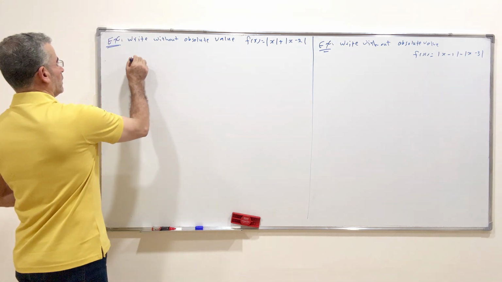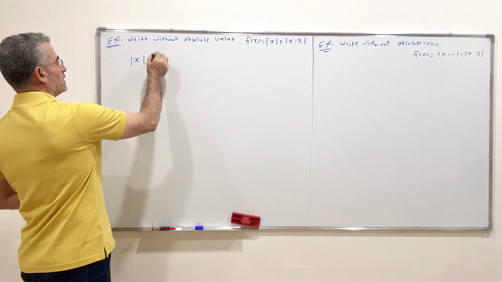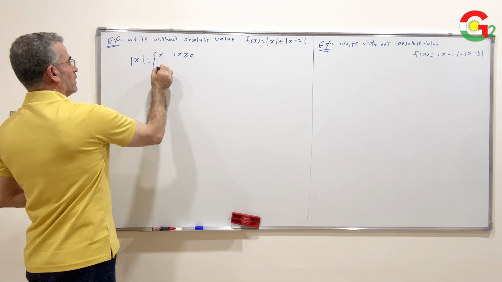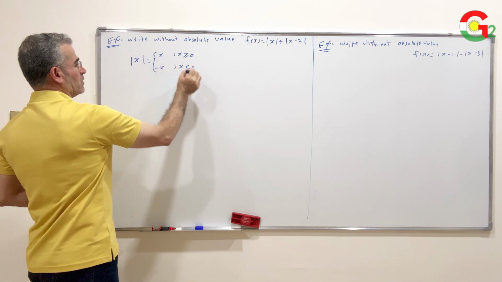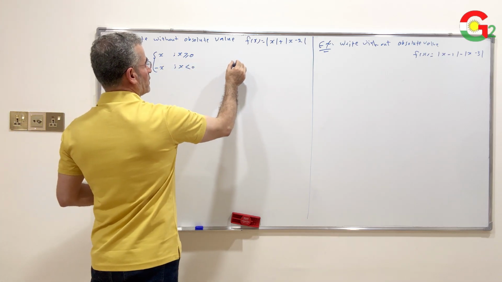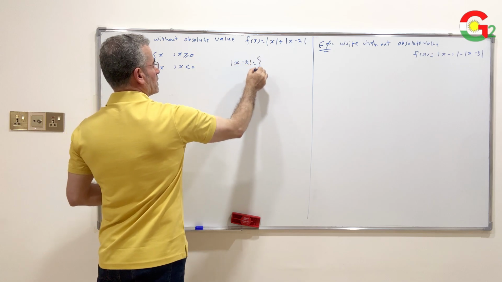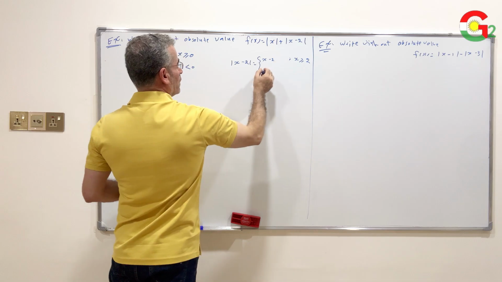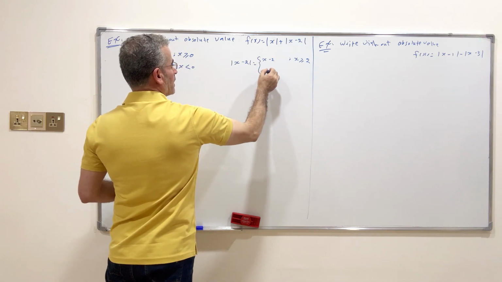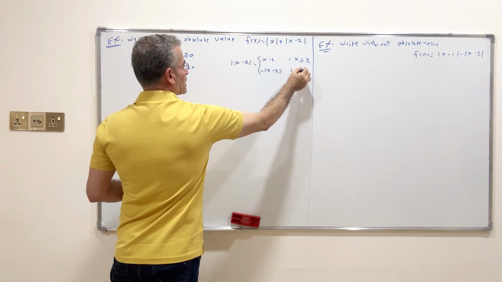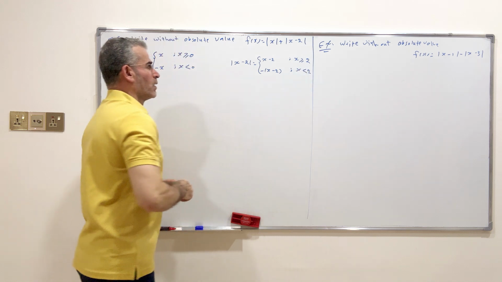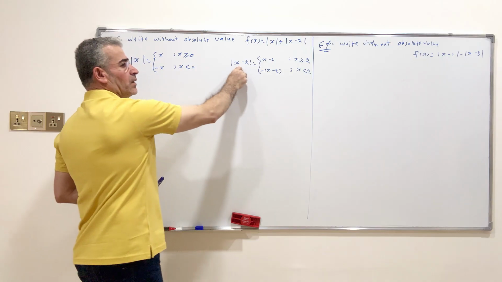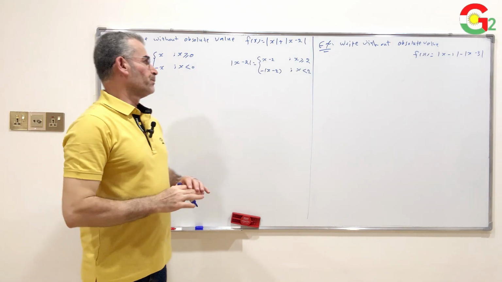Then, the definition of the absolute value function is x when x is greater than or equal to 0, negative x when x is less than 0. And the definition of absolute value x minus 2 is x minus 2 when x is greater than or equal to 2, and negative x minus 2 when x is less than 2. The joint point here should make the value inside the absolute value 0.